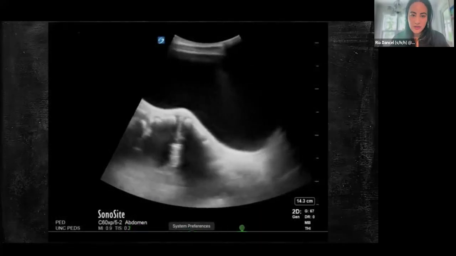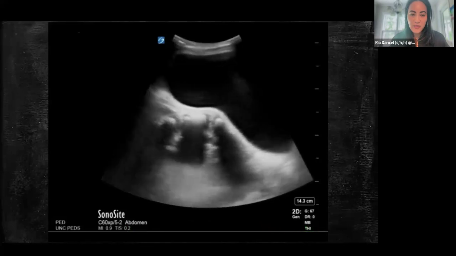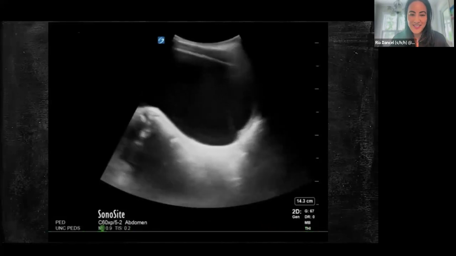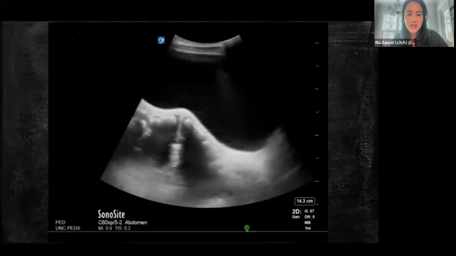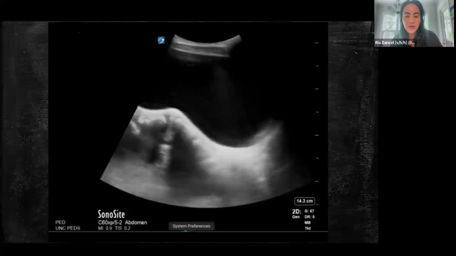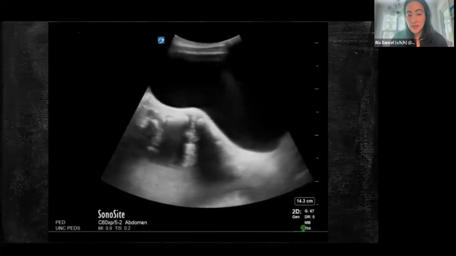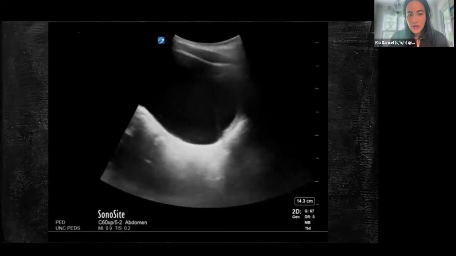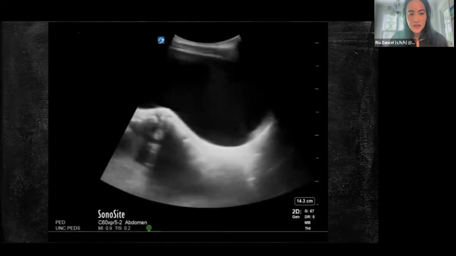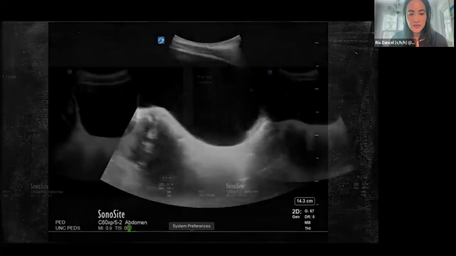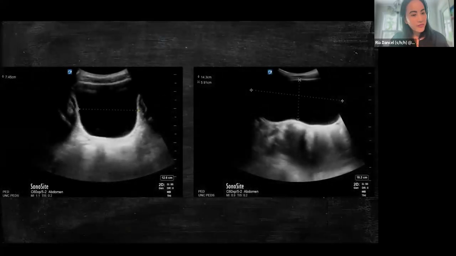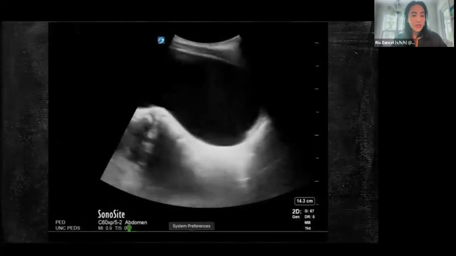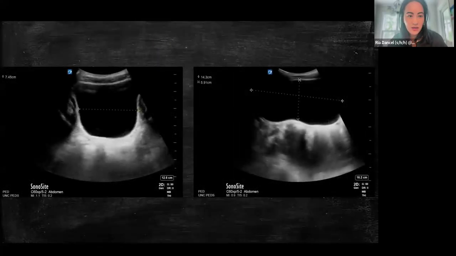And here's a sagittal shot of his bladder. So this is a pretty big probe that I have in my hand right now. And I am sliding from his pubic symphysis all the way up to his umbilicus. And then his transverse, nope, don't really have his transverse, but I've given you some measurements here.